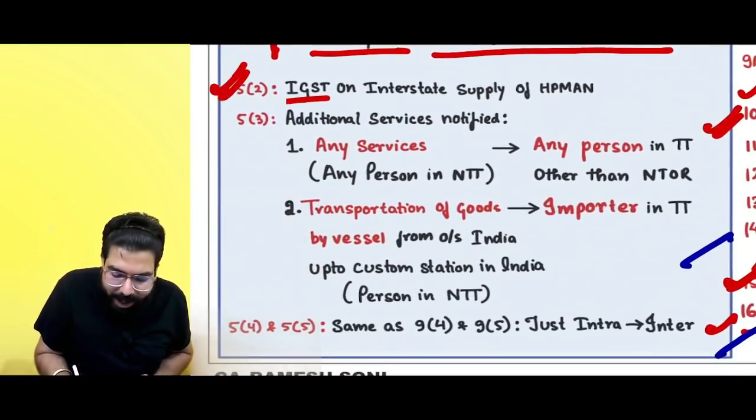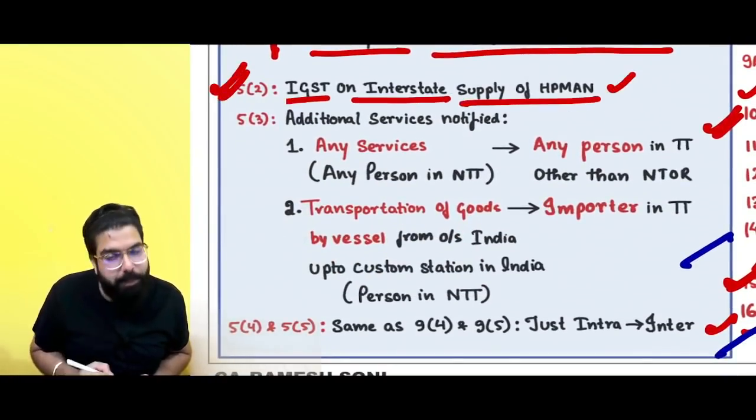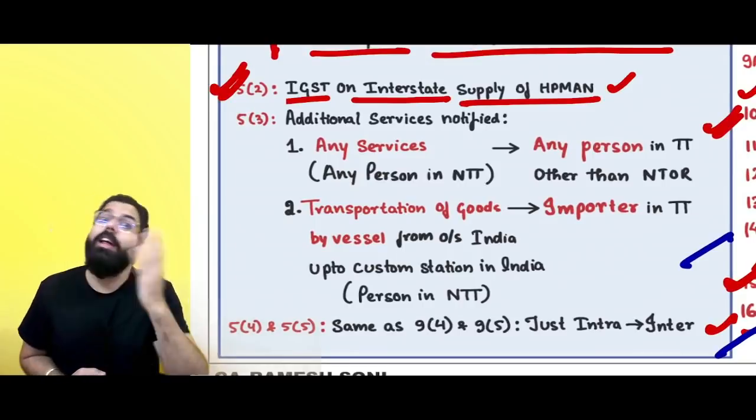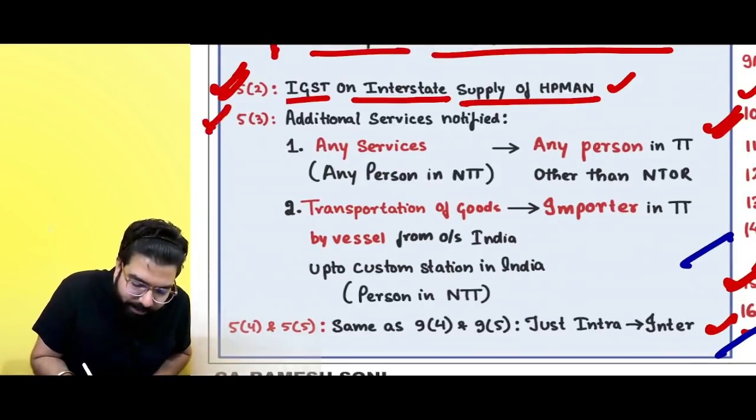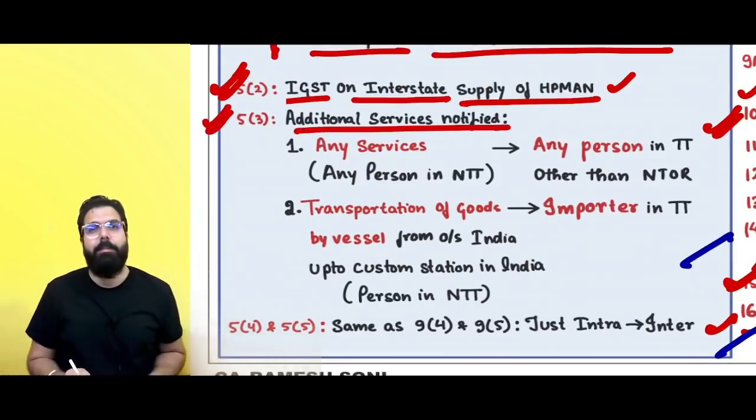Section number 5.2, IGST on interstate supply of HP man. That talks about IGST on interstate supply of HP man. Section number 5.3, additional services are being notified.